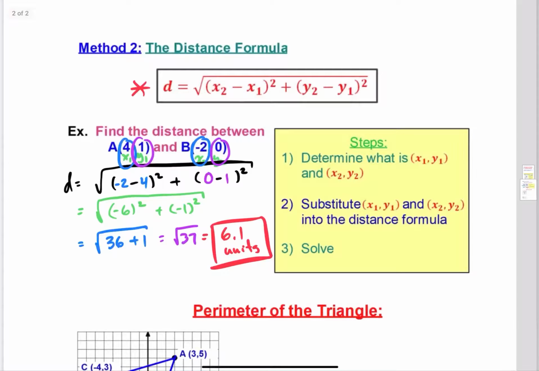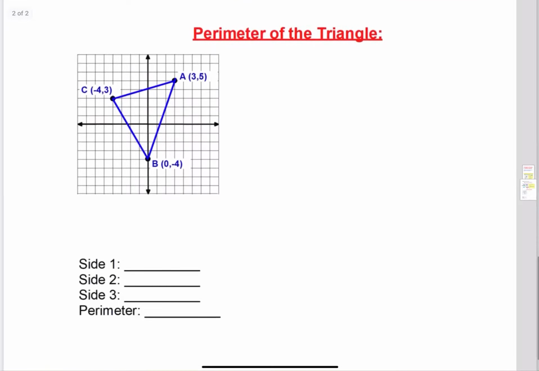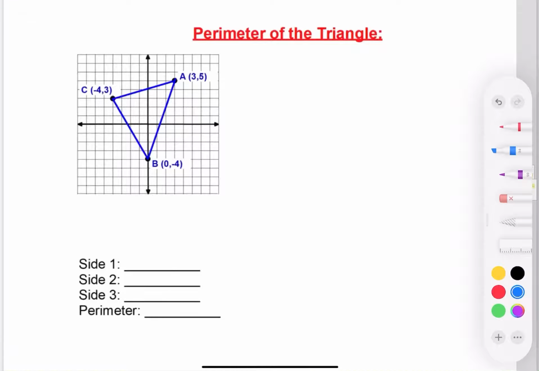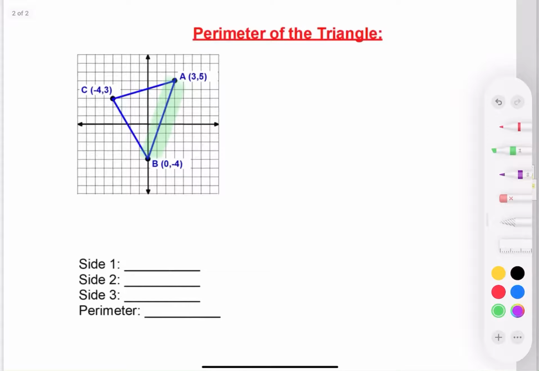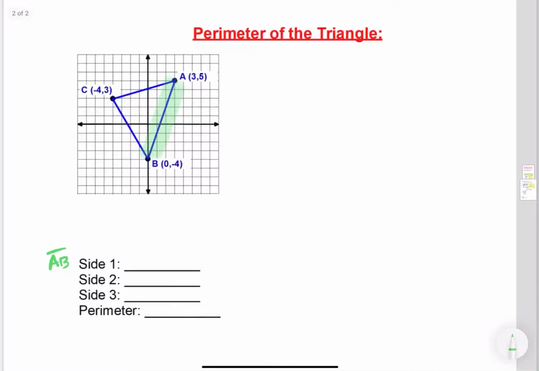So let's apply it by finding the perimeter of this triangle. And I'm going to use both methods. I'm going to start off by doing our distance formula first, figuring out the distance of A to B. So that's our first side over here. Perimeter means to find the length of every side, and we're going to add them together. So I'm going to start off with side AB. That's going to be our first side, side 1.